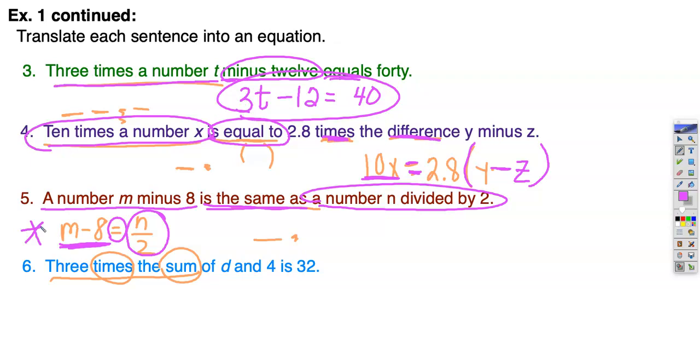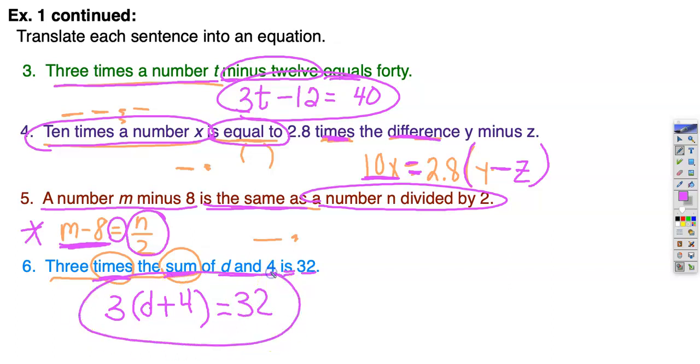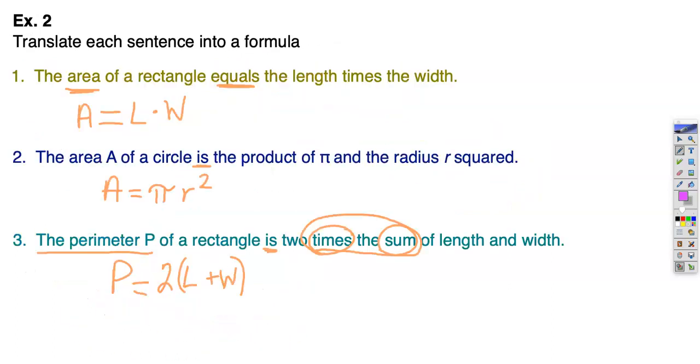Now our last one, number 6, here's another one of those where I have 3 times the sum. So I'm going to set this up 3 times the sum of something. Well, sum means to add. And it says the sum of d and 4. So d would go here, 4 would go here. Is means equals. And then we end up with 32. So there's your algebraic equation for that one.